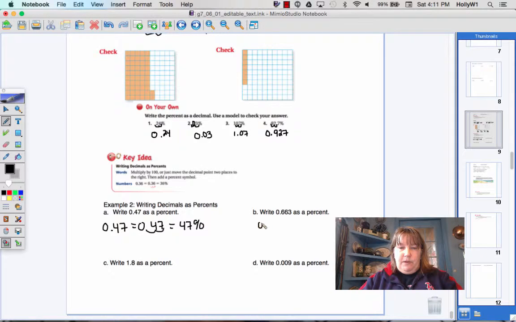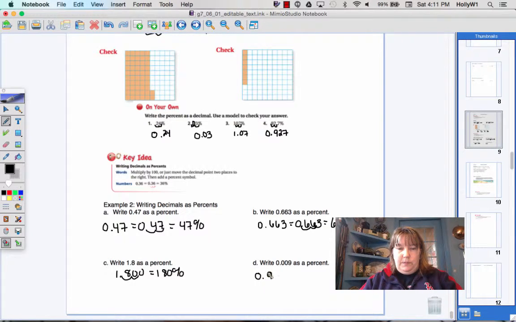Same thing with this one. If we have 0.663, we just move the decimal point over by 2 places, 1, 2. So the decimal point ends up there, and we end up with 66.3%. 1.8. Remember, we can add as many zeros as we want going this way. So if we go 1, 2, we end up with 180%. So 1 and 8 tenths is actually 180%.